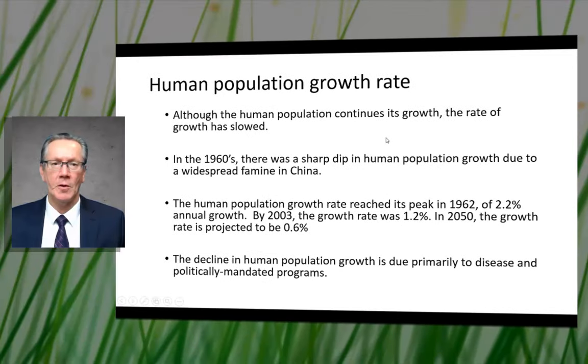Human population growth rate. Although the human population continues to grow, the rate of growth has slowed. In the 1960s, there was a sharp dip in human population growth due to a widespread famine in China. The human population growth rate reached its peak in 1962 of 2.2% annual growth. By 2003, the growth rate was 1.2%. In 2050, the growth rate is projected to be 0.6%. The decline in human population growth is due primarily to disease and politically mandated programs.